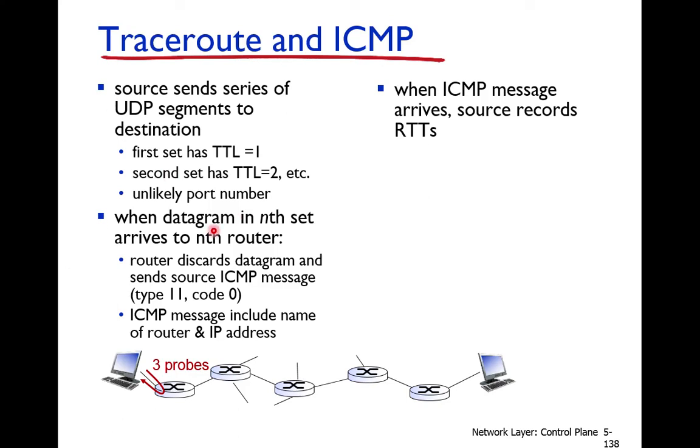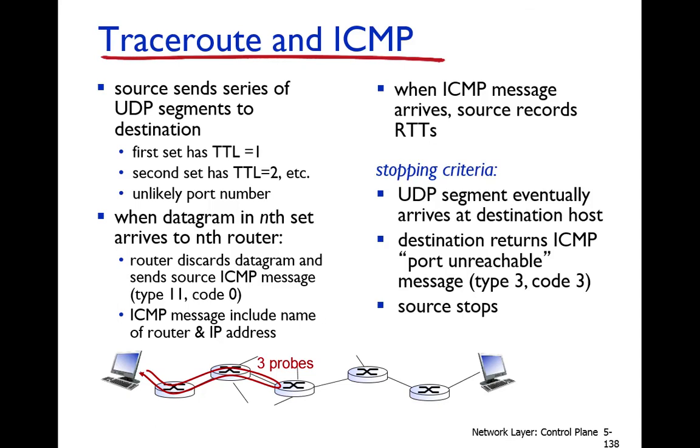So when a datagram arrives at a router, for example, it arrives at the first router, and the TTL gets to 0, then the message will be discarded. The router discards the datagram and sends the ICMP type 11 and code 0. This means that the message is discarded at this router. Why? The TTL is expired. Similarly, when the TTL is equal to 2, and similarly for TTL equal to 3, and so on.